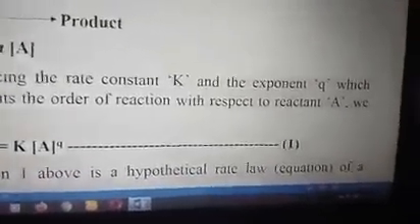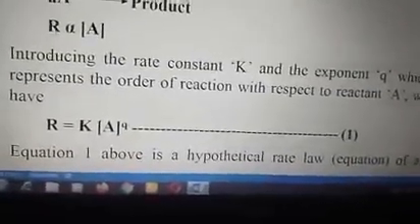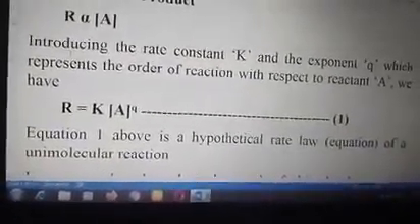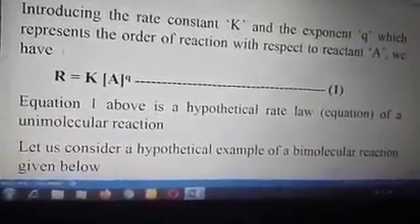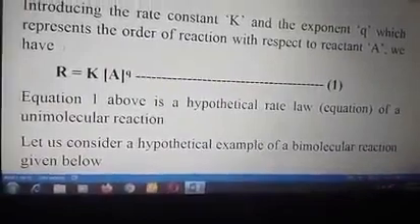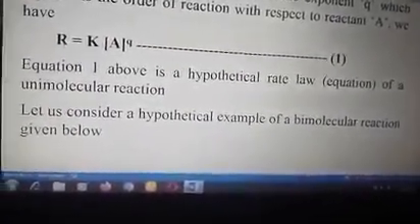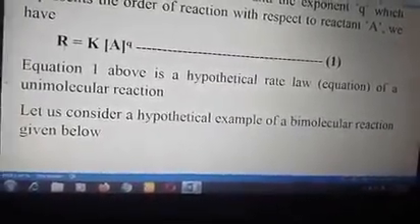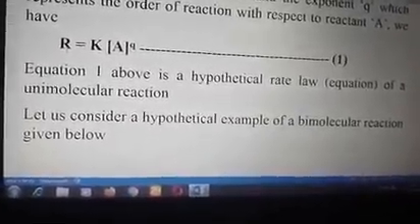So introduce the rate constant K, and the exponent Q, which represents the order of reaction with respect to reactant A. We will have R equal to K multiplied by the concentration of A raised to the power Q, where Q is the order of reaction. So equation 1 represents the hypothetical rate law of a unimolecular reaction, where Q is the order, A in brackets represents the concentration of A, K is the rate constant and R is the initial rate of reaction.